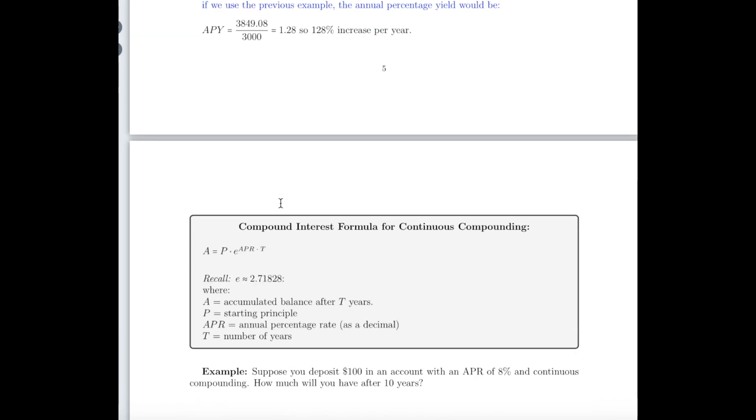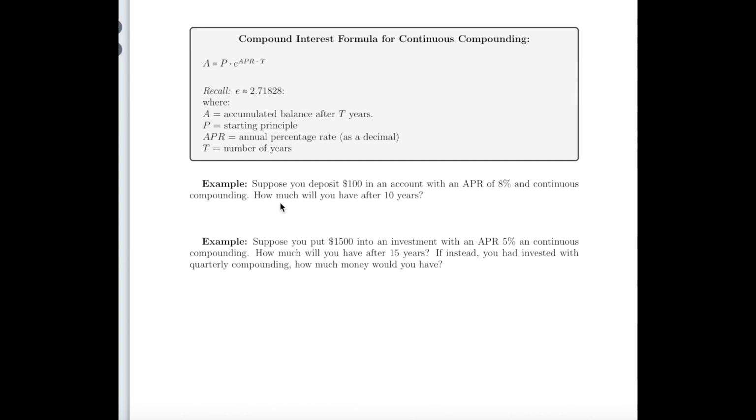All right. Next. Continuous compounding. Continuous compounding is kind of interesting. It basically means you never stop compounding your interest. So there's no quarterly, monthly, daily, nothing like that. You are just constantly compounding this interest onto your principal amount.